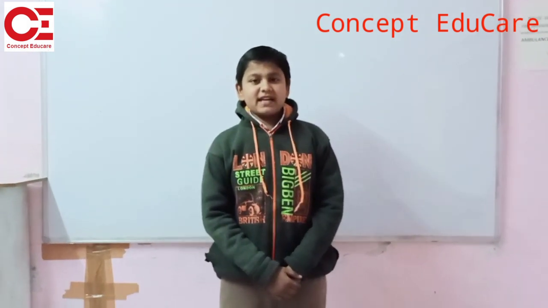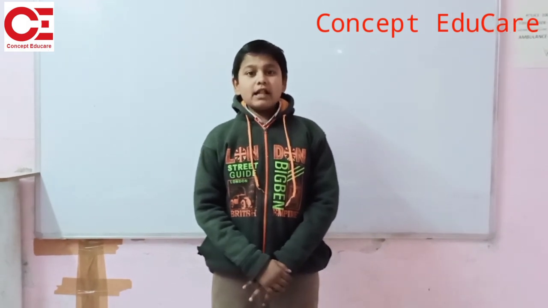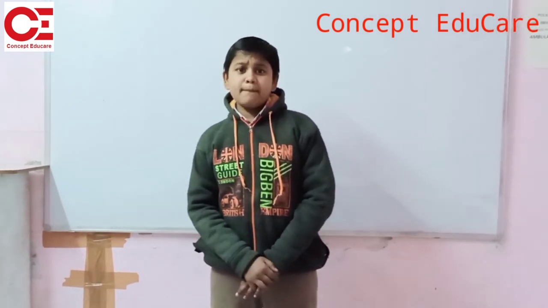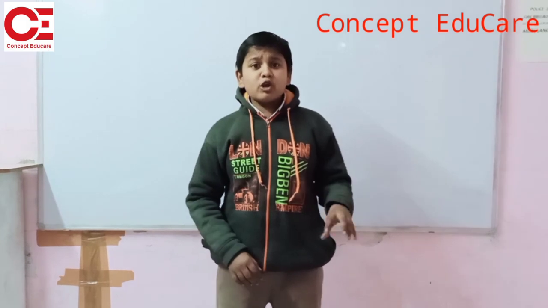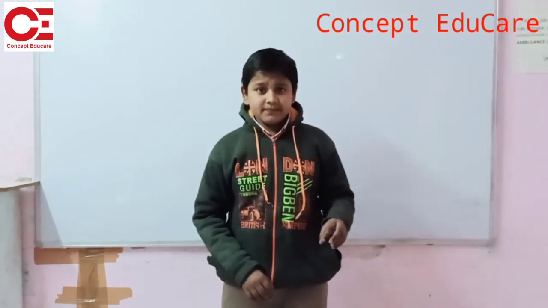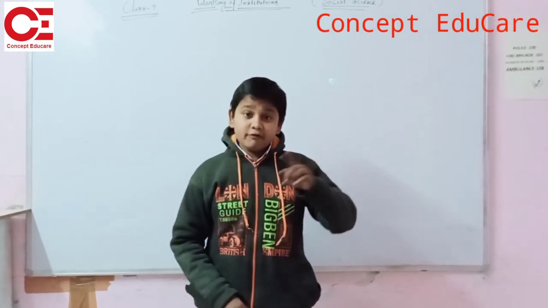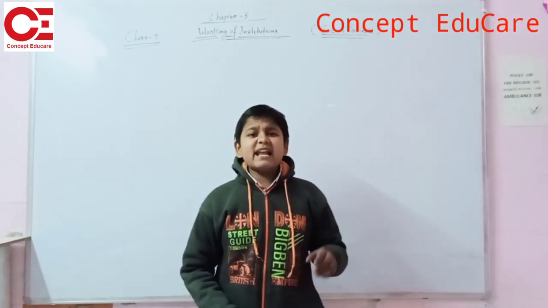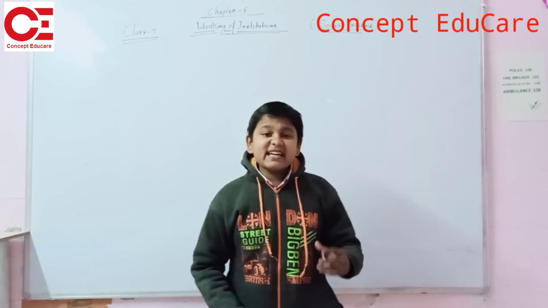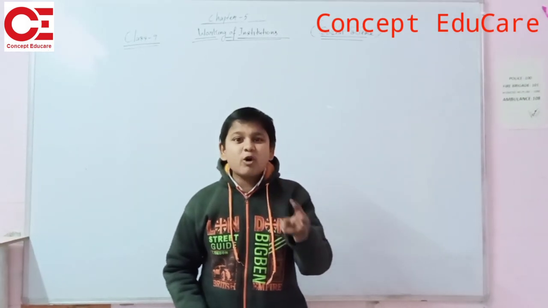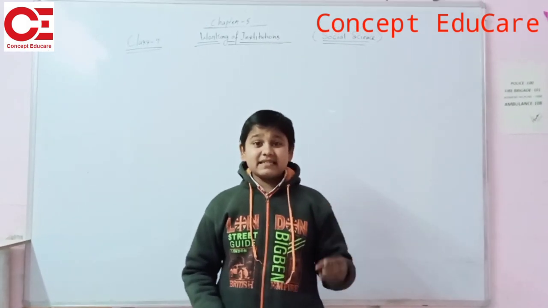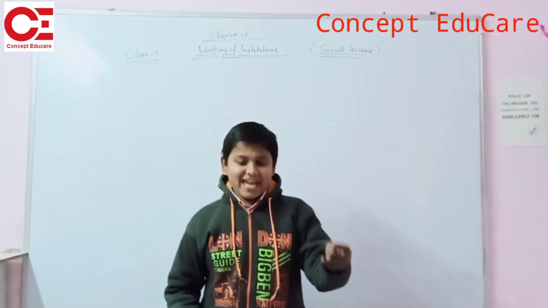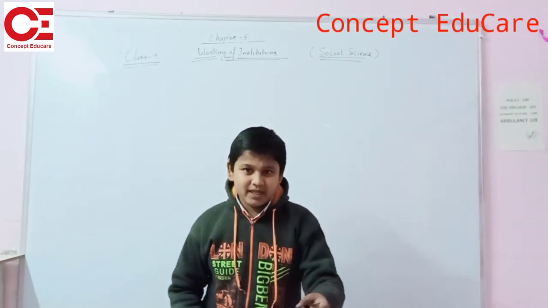Today, my topic is working of institutions. In a democracy, all the rulers who are elected by the people have to follow some rules and procedures. They work with the institutions and within the institutions. There are three key roles in making decisions: legislature, executive and judiciary.